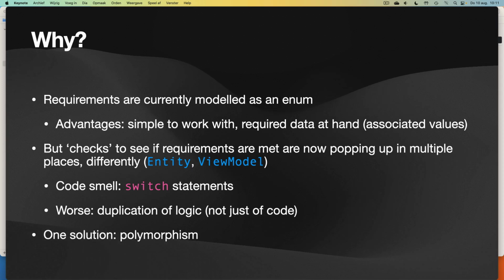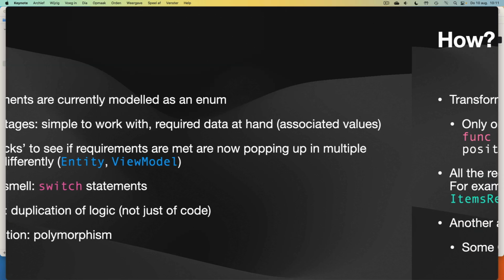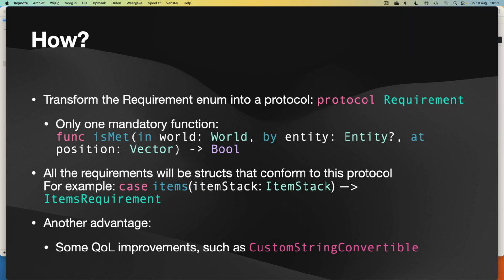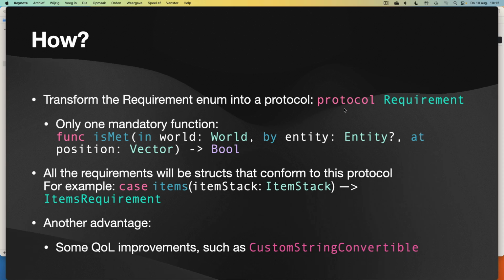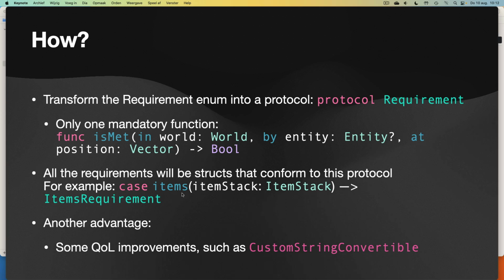There are multiple solutions for this, but we will do one of the more obvious ones, and that's using polymorphism. What that means is that we're going to transform the requirement enum into a protocol. So it will no longer be a concrete type itself, it will become a protocol. And we will make all the requirements structs that conform to this protocol. So for instance, if we had the enum case items, that takes an item stack as an associated value, we will create an items requirement struct that conforms to this protocol.